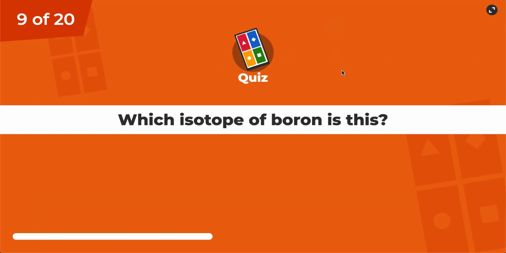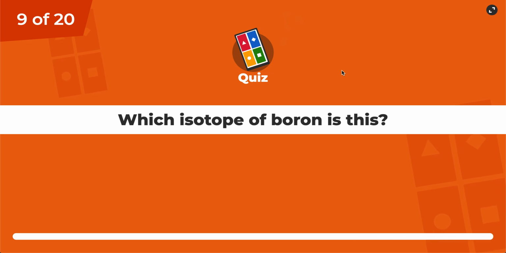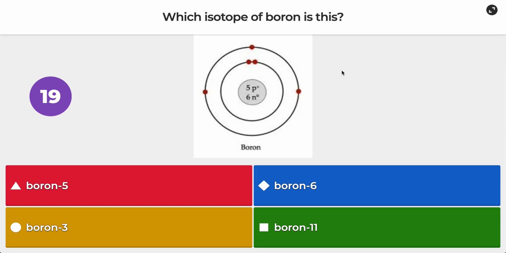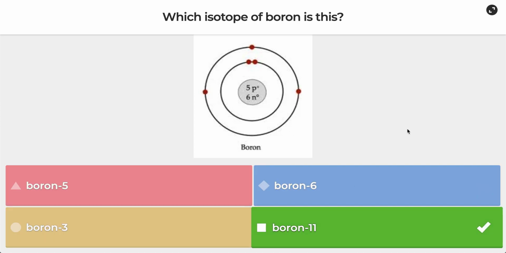All right, which isotope of boron is this? Remember that the isotope nomenclature is going to be the name of the atom or the element followed by its mass number. We already figured out that the mass number is 11, so boron-11 is this isotope.